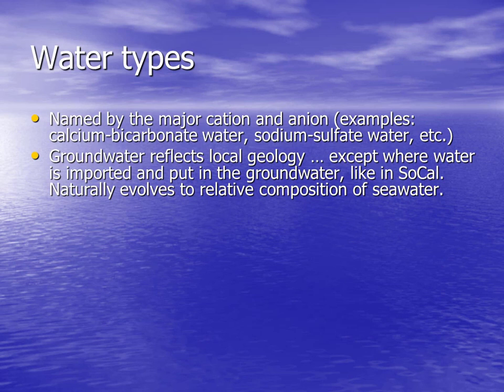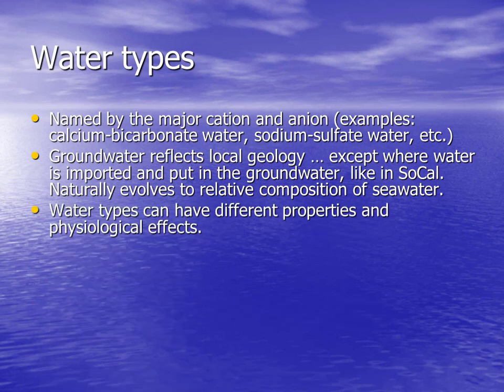The groundwater reflects the local geology. As the groundwater moves through the local bedrock, it tends to pick up the chemistry related to those rocks, except where the water has been imported and put into the groundwater, and that's very common in Southern California, as we'll see later in this presentation. If it's allowed to move naturally through the aquifers, it'll evolve to a relative composition of seawater, which I find interesting.